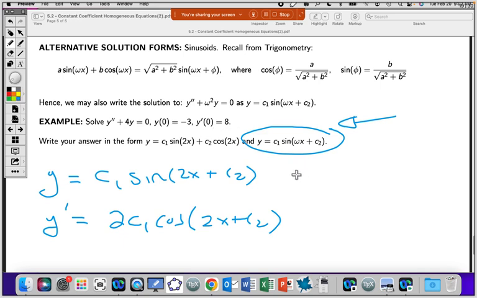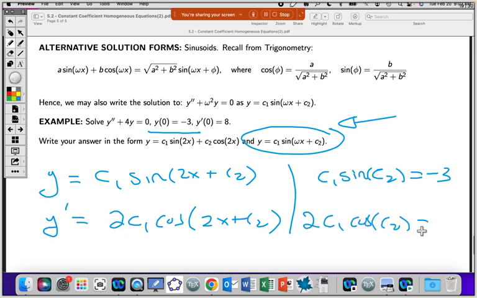Right? Y at 0 is negative 3. So you plug 0 in, you're going to get c1 sine of c2 is negative 3. And you can plug 0 in here. 2c1 cosine of c2 is going to be 8. And you're going to get a system of equations very similar to the ones that we had that gave us these formulas. All right. So it's up to you how you want to do it. You can just solve it the one way and then convert it, or you could just from the get-go do this method, but then this will take you through the trig identities we had before. Okay.